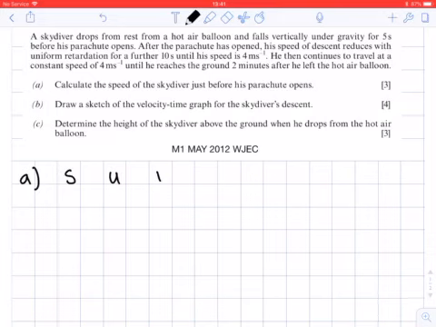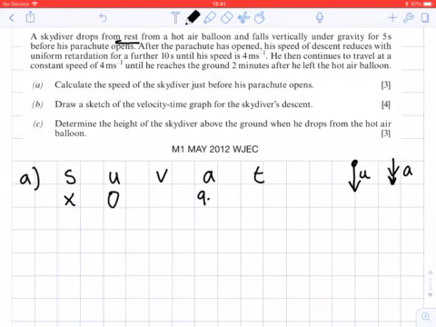So if I write my SUVAT again, I can write in what we know. We don't know S because there's nothing about distance travelled. U was 0 because he drops from rest, which means he had no initial speed. He falls vertically under gravity. Now, this is the interesting thing, because if I just show you a little diagram, he's in the sky dropping this way with U. Gravity is also acting in this direction. So in this case, U and A can be the same sign. They're going in the same direction. So A will actually be 9.8. And T is 5 seconds. That's the time before his parachute opens.